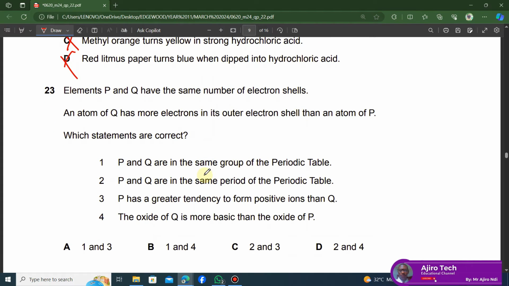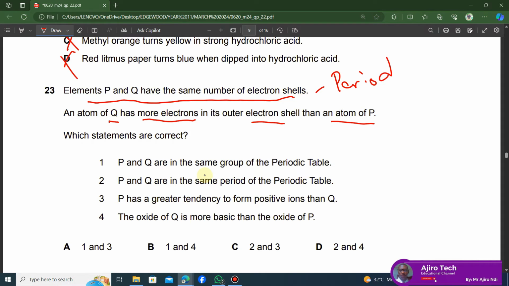Question 10.3. Elements P and Q have the same number of electron shells. An atom of Q has more electrons in its outer electron shell than an atom of P. Okay, so for elements P and Q to have the same number of electron shells, they belong to the same period. Now, an atom of Q has more electrons in its outer electron shell than an atom of P. What this tells you is that Q and P have different proton numbers, and that is why one has more electrons than the other. Okay, so they have different proton numbers.